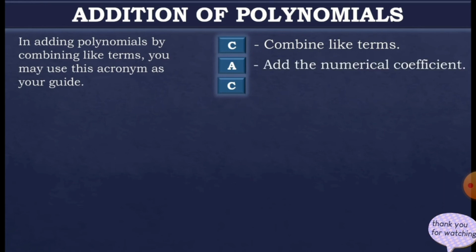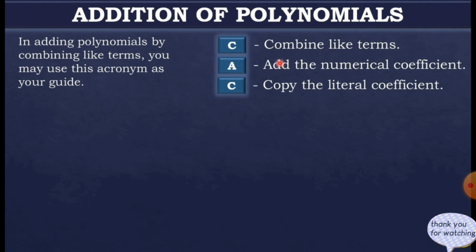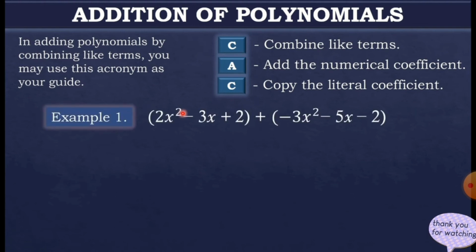Okay? Next, for A, add the numerical coefficient. So, simply you add the numerical coefficient. Yung number lang ang i-add kapag like terms. Okay? So, first, you have to combine like terms. After you combine the like terms, add the numerical coefficient. For C, copy the literal coefficient. So, yung literal coefficient, yung variable, okay, I just simply copy lang. Ano ang i-add mo? Yung numerical coefficient.